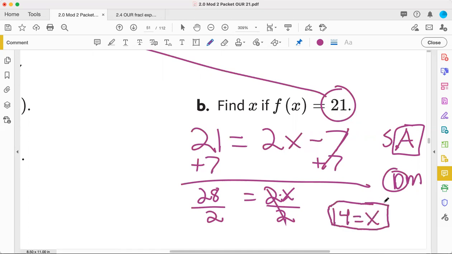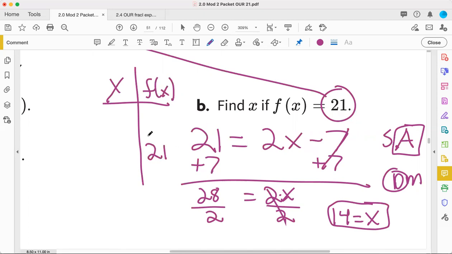So this should almost seem like a throwback, because if we had a table of x and a table of f of x, if we just knew that the outcome over here was 21, we could, based off of the equation, backtrack and say that our x input is 14.